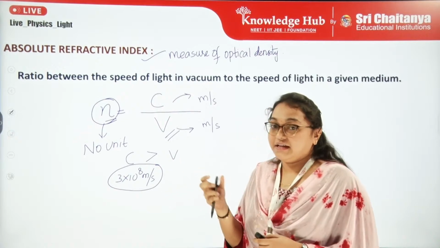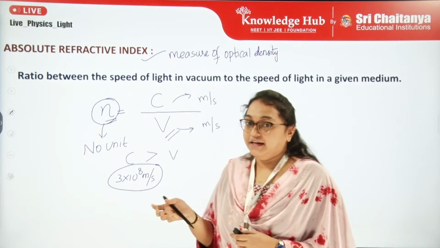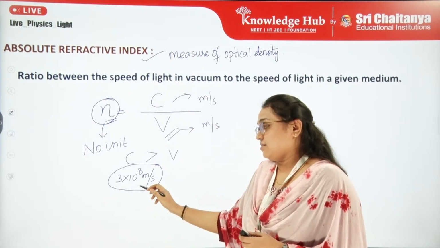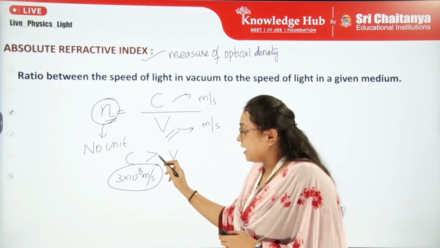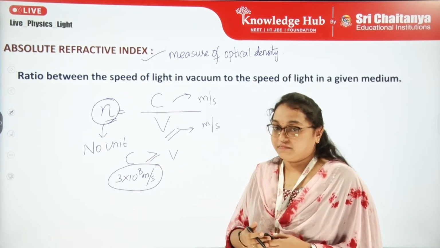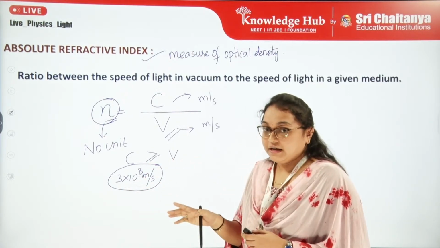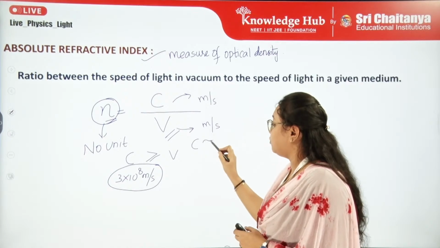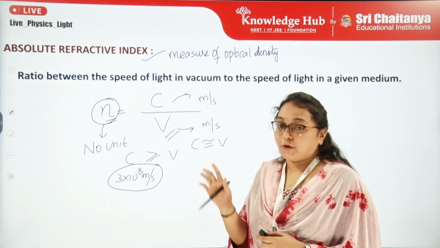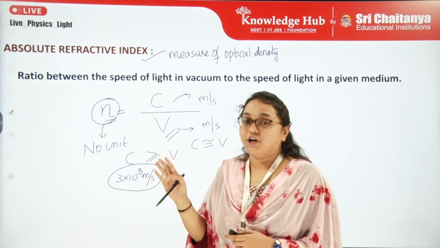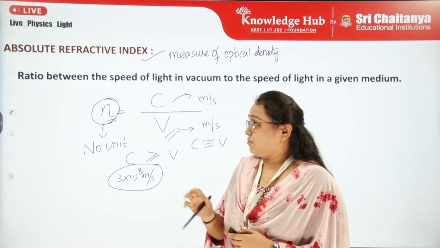But suppose you take air as the medium, the speed of light in air is almost the same as this value. That is why we consider that C is either greater than or equal to V. We just take an approximation that C is almost equal to V. When do we take C almost equal to V? When you are talking about a medium called air. Only in air is the speed of light almost the same as the speed of light in free space. This has to be clear.